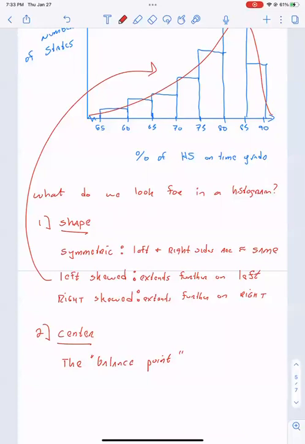Now, like skewness, there's a numerical way of getting the balance point, although it's a little harder for histograms because, as we already mentioned earlier, you lose some of your precision when you lump them into classes. But you could at least get a ballpark quantitative value from this idea.